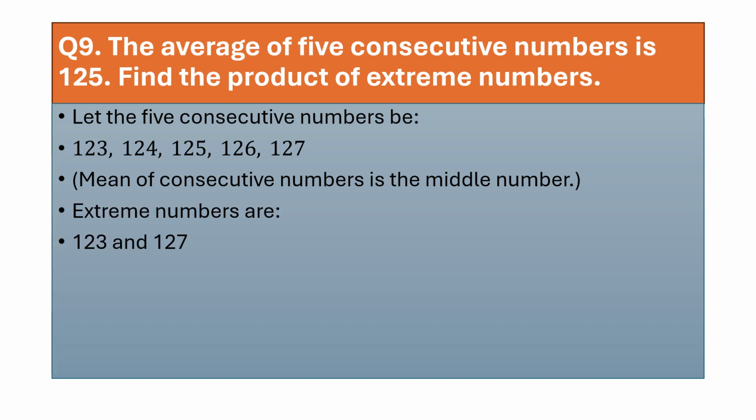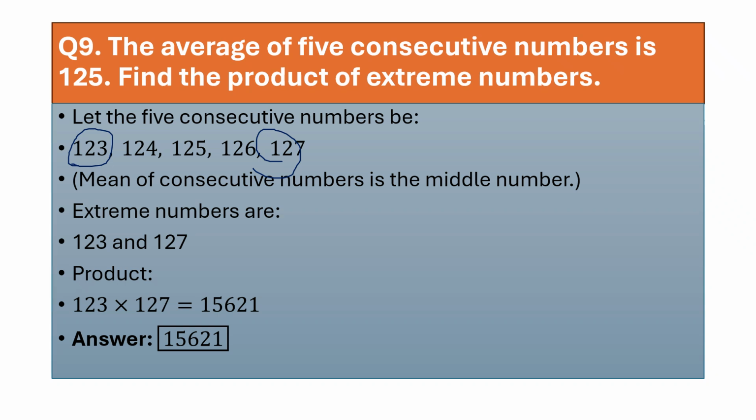So extreme numbers are what? Extreme numbers which are here at the end. 123, 127. So product of 123 into 127 will give you 15621. So what is our answer? 15621. So these are some of the steps which you have to remember and understand the question while solving it.